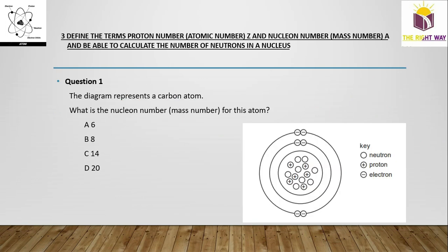Okay, how will the question be asked? The diagram represents a carbon atom. What is the nucleon number, the mass number? Nucleon number means mass number, the total number of protons plus number of neutrons. So here there are 8 neutrons and 6 protons. The total is 6 plus 8, 14. So 14 is our nucleon number. If they ask what its proton number or atomic number is, then 6 would be its atomic number.